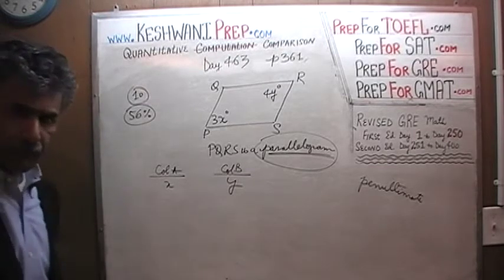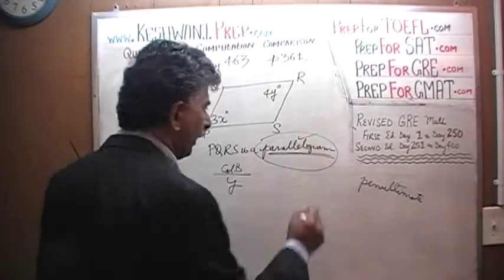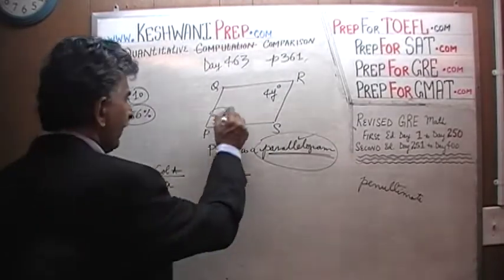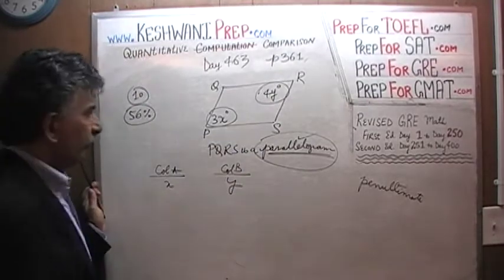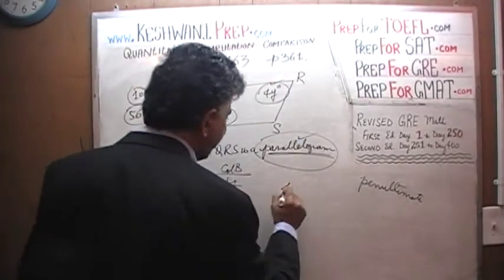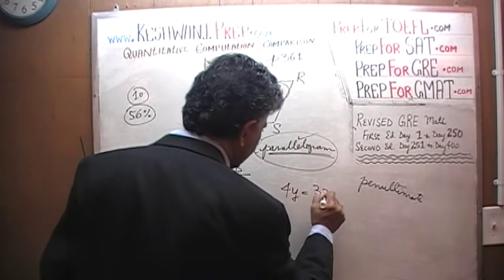Well, because we know that it is a parallelogram, we know that in a parallelogram the opposite angles have to be equal to each other, which means 3x has to equal 4y.